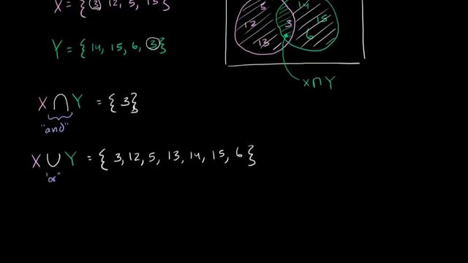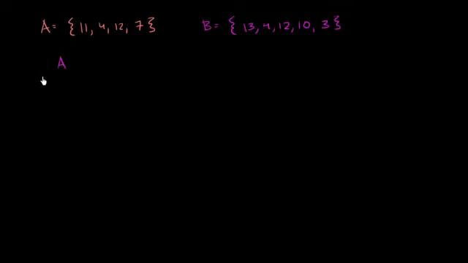Let's do one more example just so that we make sure we understand intersection and union. So let's say that I have set A, and set A has the numbers 11, 4, 12, and 7 in it. And I have set B, and it has the numbers 13, 4, 12, 10, and 3 in it. So first of all, let's think about what A intersect B is going to be equal to.